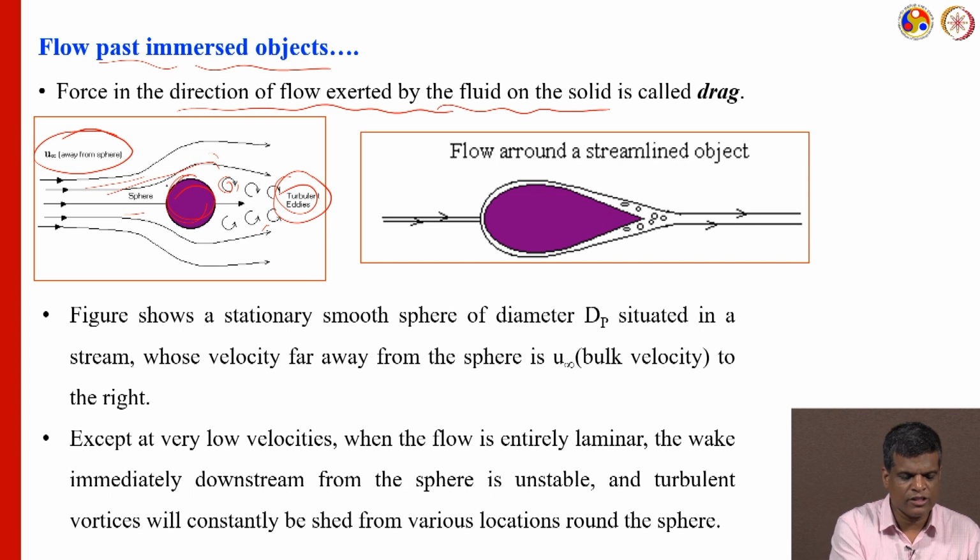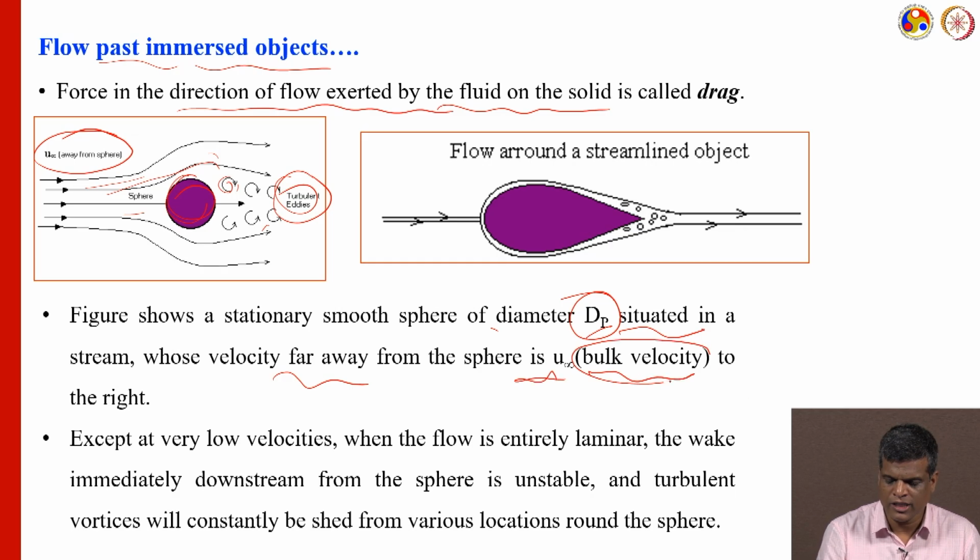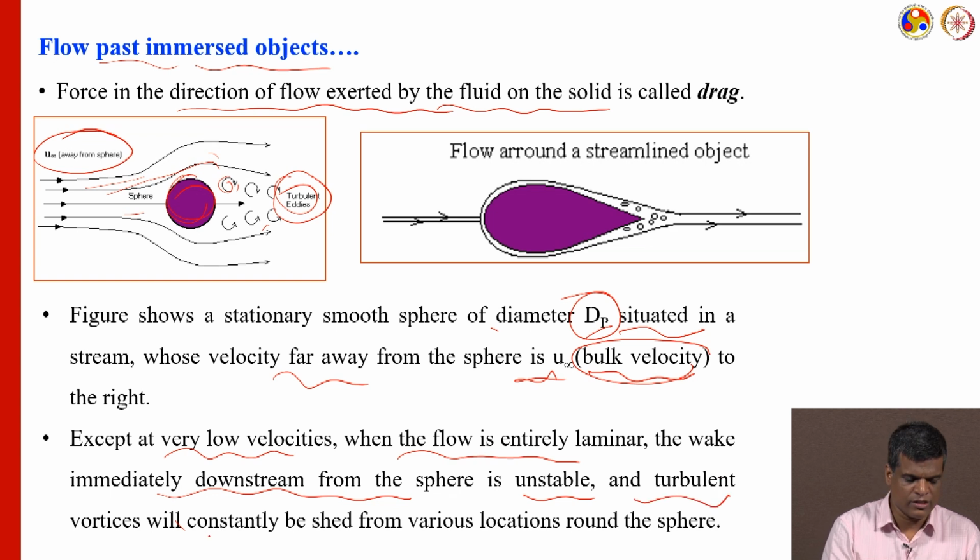Here is a stationary, smooth sphere of diameter dp, where dp is the diameter of the particle, situated in a stream. The velocity far away from the sphere is u infinity, which we call the bulk velocity, to the right. Except at very low velocity, when the flow is entirely laminar, the wake immediately downstream from the sphere is unstable, and when it goes turbulent, vortices will be constantly shed from various locations around the sphere.